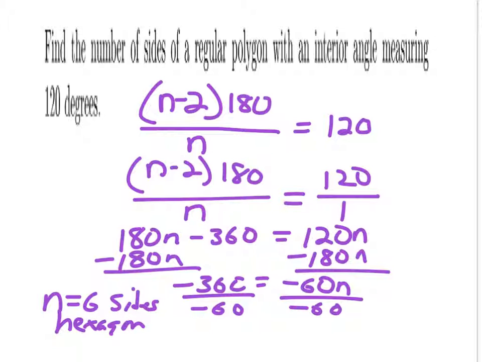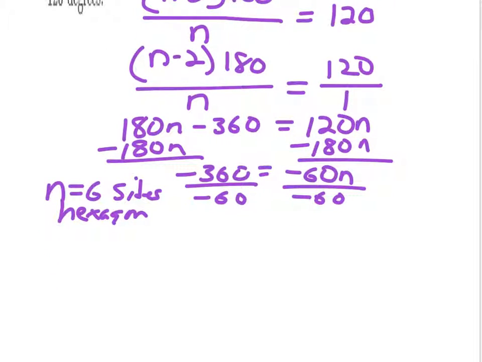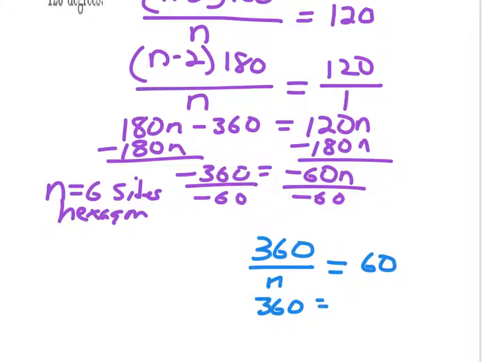Now the other way I can do this problem is to say that I know the sum of the exterior angles of the polygon is 360, divided by n would get me what each exterior angle equals. Well, if the interior angle is 120, that means the exterior angle is equal to 60. So again, cross multiply: 360 times 1 equals 60 times n. That's a little easier to do with the exterior angles formula. So n equals 6 sides again.